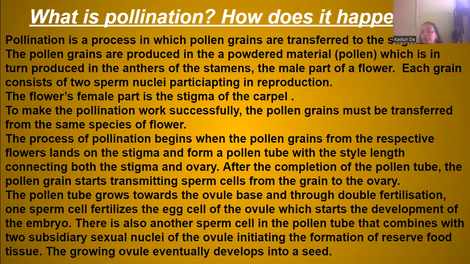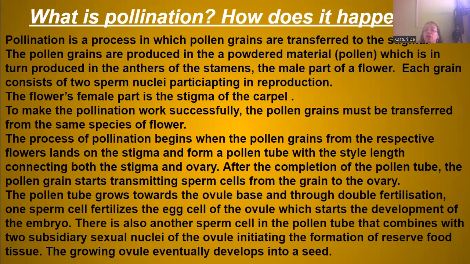The other sperm cell in the pollen tube will combine with the two subsidiary sexual nuclei of the ovule, which initiates the formation of the reserve food tissue. So there will be double fertilization. Triple fusion is there. How do triple fusion and double fertilization happen?